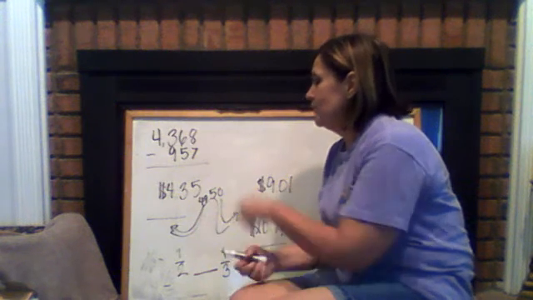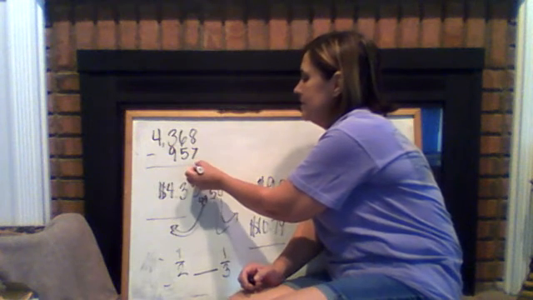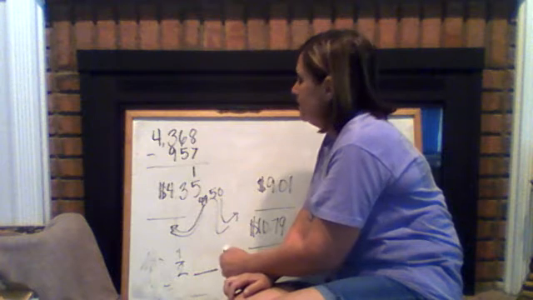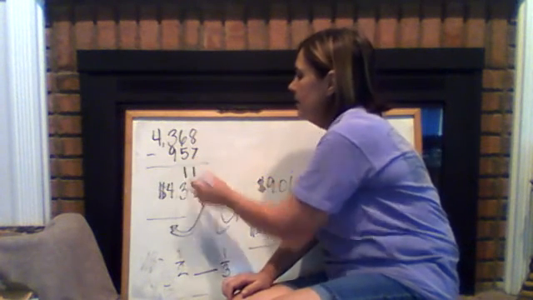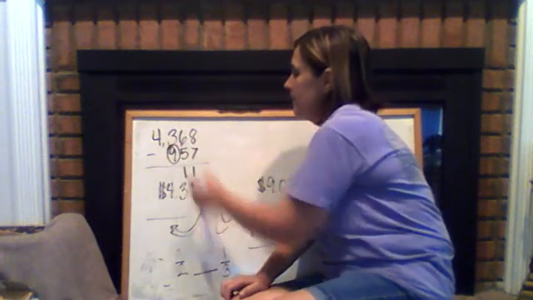So when we look at the smallest place value, it's the ones place. We have 8 take away 7, and we can do that because the bottom is not bigger, and that's 1. Then we go to the tens place, and the bottom is not bigger, so we can subtract. 6 take away 5 is 1.